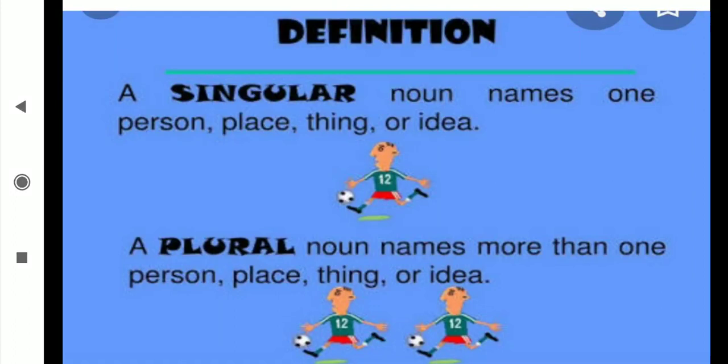Let's see the definition. A singular noun names one person, place, thing or idea. The singular number of nouns stands for anything one in number. It expresses the name of a single or one person, place, animal or thing, which is only one, not more than one. For example, you can say, teacher is teaching. Then how many teachers are there? One only. That's why we have said teacher is teaching.